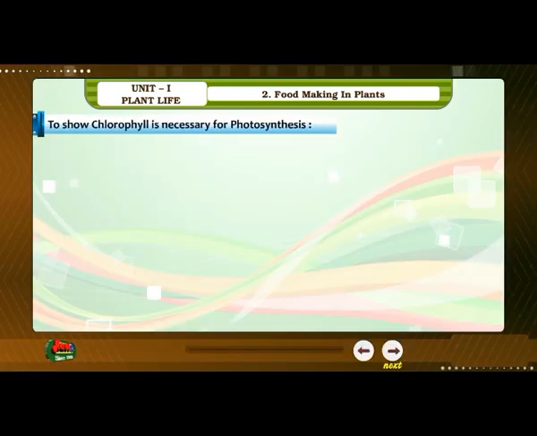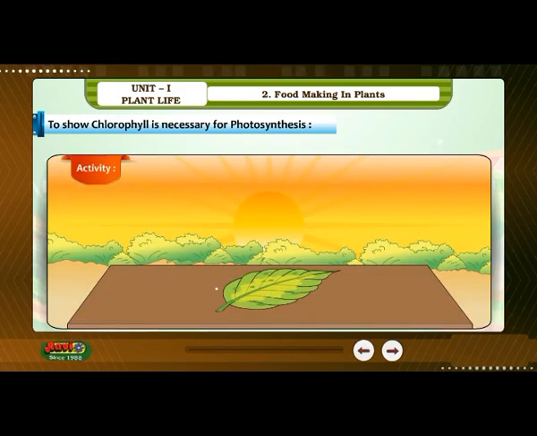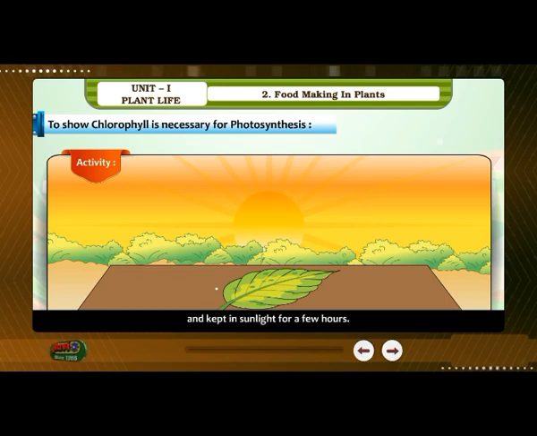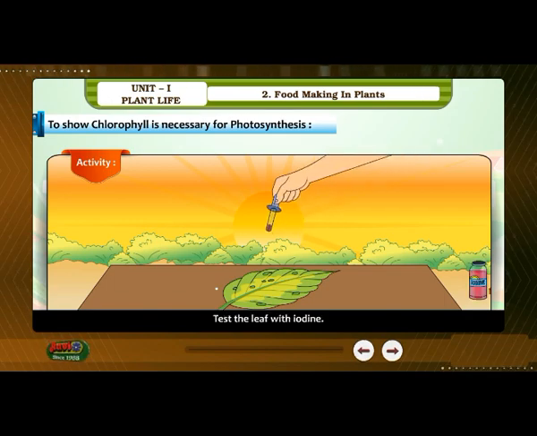To show chlorophyll is necessary for photosynthesis. Activity: take a few leaves of coleus plants, leaves having green and non-green patches, and keep them in sunlight for a few hours. Draw down its outline showing the green and non-green patches. Now bleach the leaf. Test the leaf with iodine.